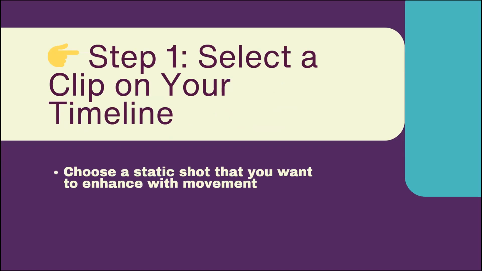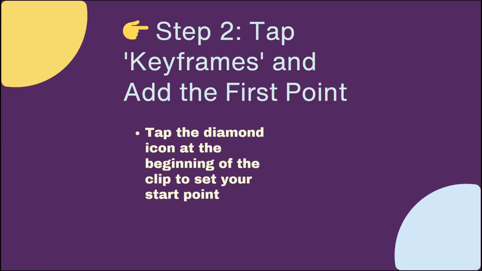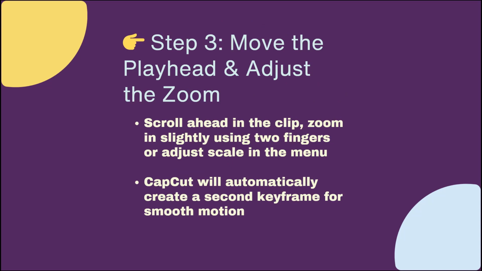So we're going to select a clip on the timeline. Choose a static shot that you want to enhance with some movement. And then we're going to tap on keyframes and add the first point. Similar to what we've done in the keyframes, just reiterating and making it more specific to zooming. So we're going to tap the diamond icon at the beginning of the clip to set the start point. And then you're going to move the playhead and adjust the zoom. Scroll ahead in the clip, zoom in slightly using 2 fingers, or adjust the scale in the menu. CapCut will automatically create a second keyframe for smooth motion.